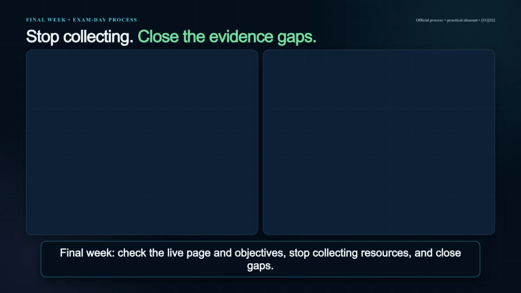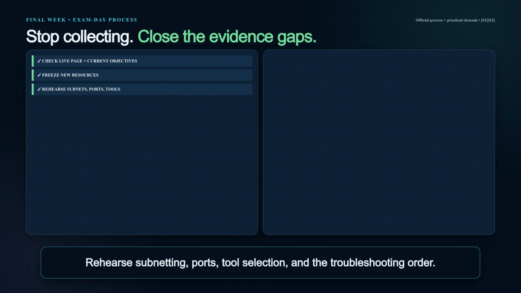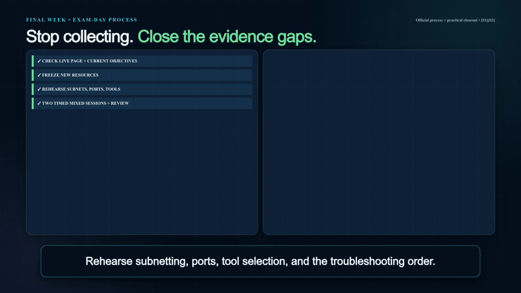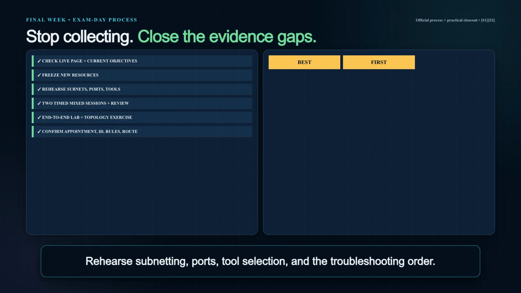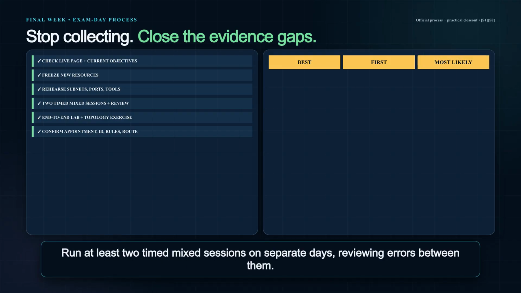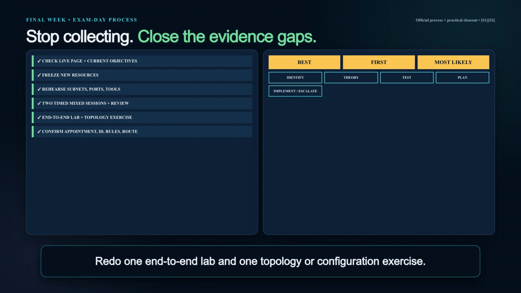In the final week, check the live exam page and current objectives again. Stop collecting resources and close scorecard gaps. Rehearse subnetting, ports and protocols, tool selection, and the troubleshooting order. Run at least 2 timed mixed sessions on separate days, reviewing errors between them. Redo 1 compact end-to-end lab and 1 topology or configuration exercise. Confirm your appointment, identification, testing rules, route or system test, and sleep plan with the official provider.